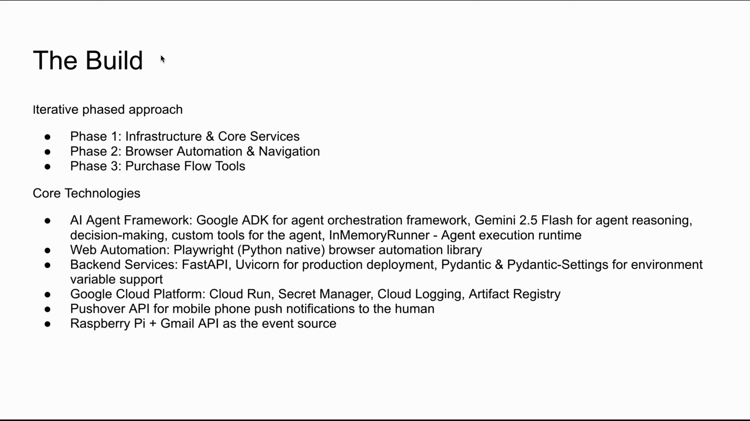Core technologies include, of course, Google ADK to define the agent and its tools, FastAPI and Cloud Run for the webhook and deployment, Playwright for browser automation, Secret Manager for credentials, Pushover for notifications to the human, and my Raspberry Pi and Gmail API for the event source. The code is organized so each browser action is a reusable tool, and I have small debug scripts to test login, cart, and checkout flows independently.